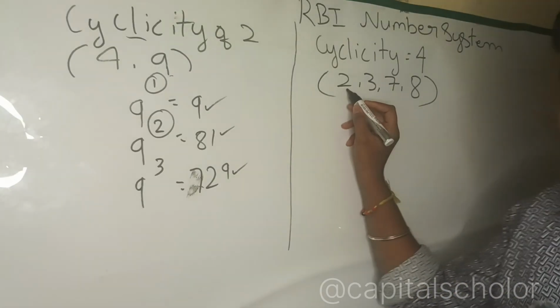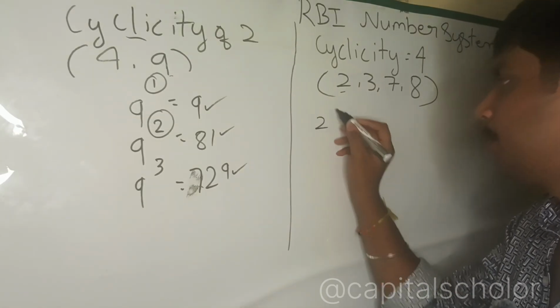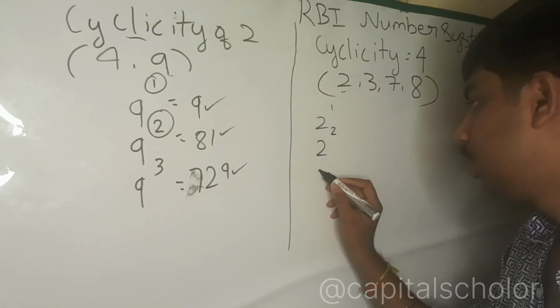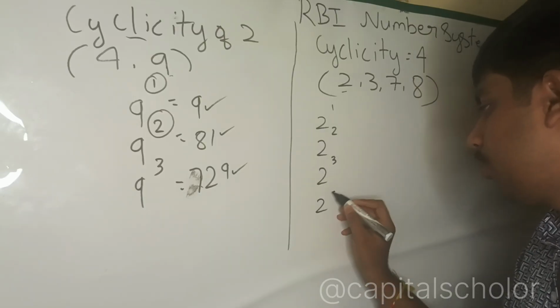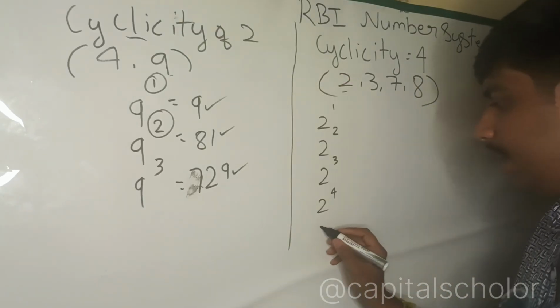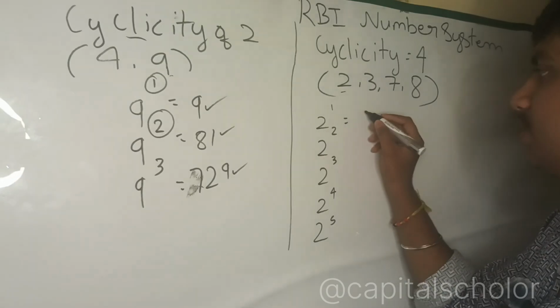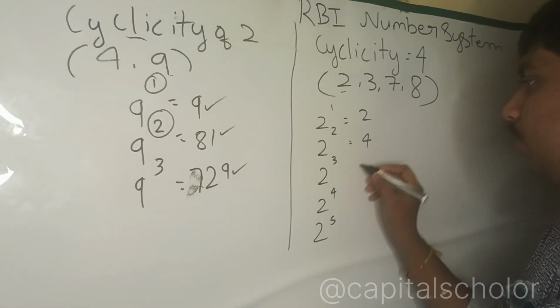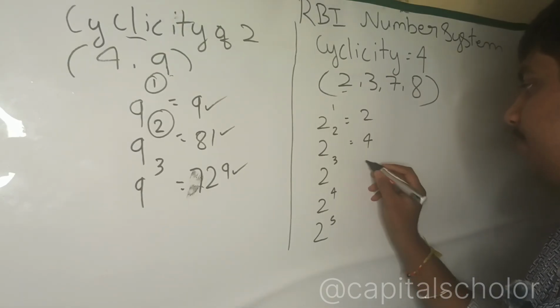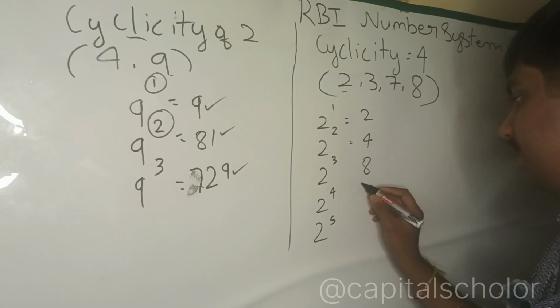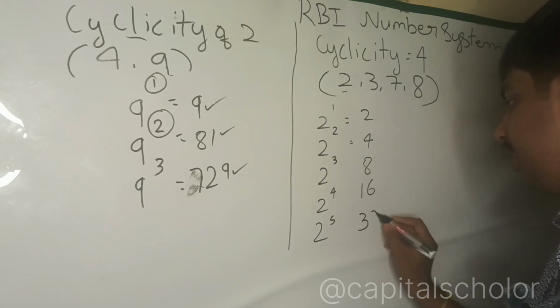Okay, now let's suppose we take the number 2. 2 to the power of 1, 2 to the power of 2, 2 to the power of 3, 2 to the power of 4. Okay, these 4 numbers. Let us take 2 to the power of 5. 2 ones are 2, 2 twos are 4, 4 twos are 8, 8 twos are 16, 16 twos are 32.